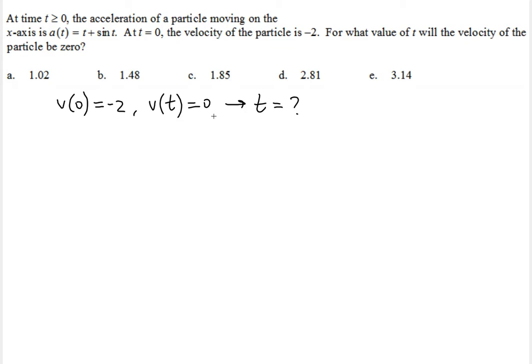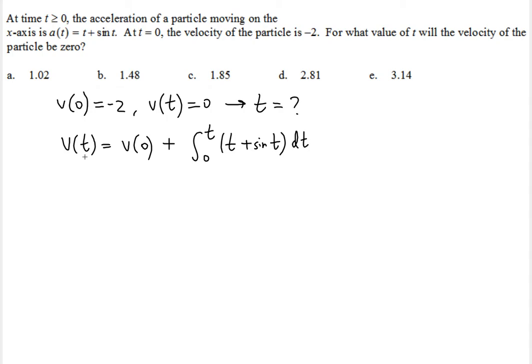Now realize that the velocity function in general is determined by adding the initial velocity, which here is given as -2, plus the integral from 0 to t of t plus sine t dt. Together with the initial velocity, that will give you the overall velocity function.